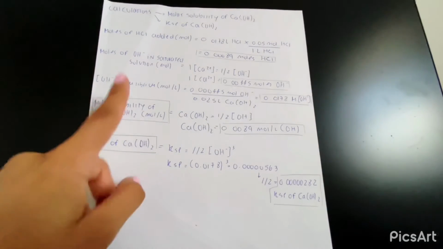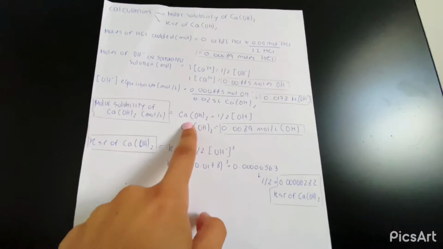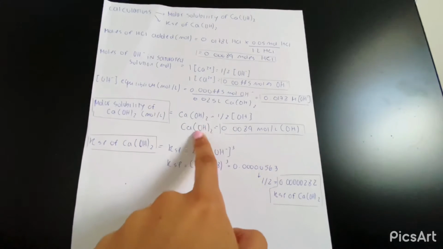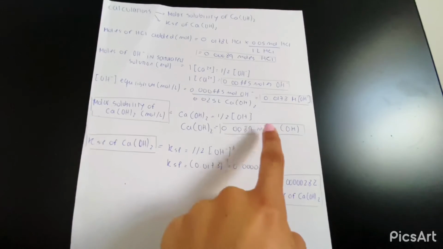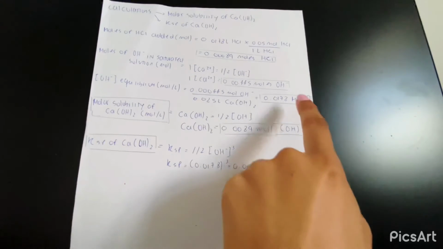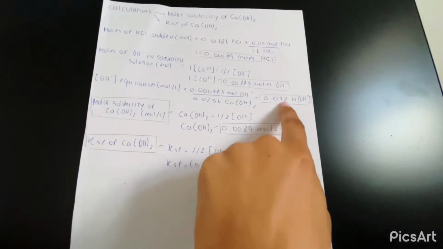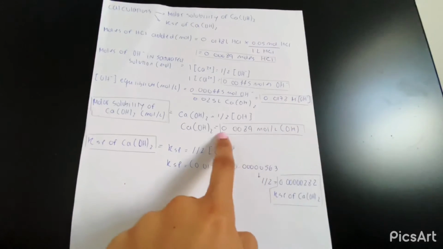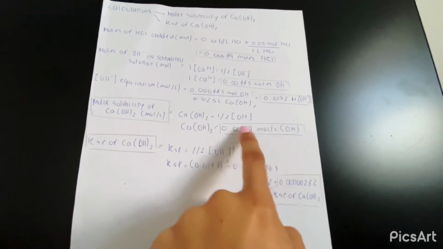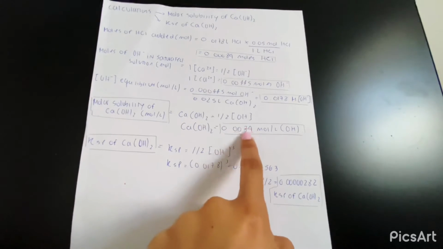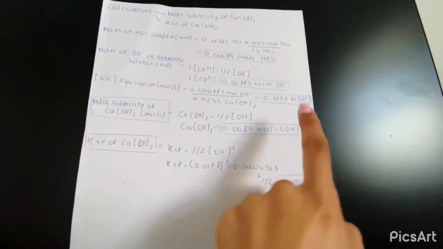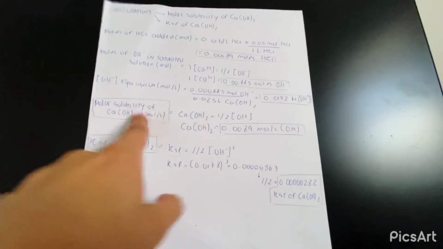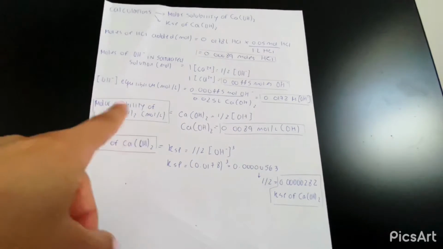So now for the molar solubility, we're going to be using this equation, and we're going to take half of our OH already calculated. So we're going to take half of the 0.0178 molar calculated, and we're going to end up with 0.0089 molar. So we're going to take half in order to solve for the molar solubility.